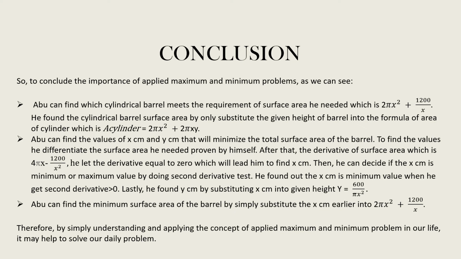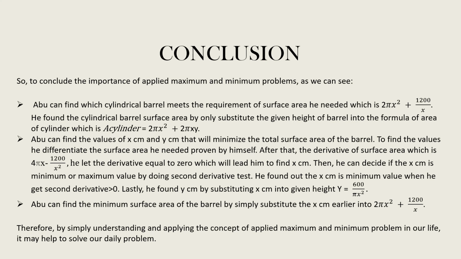For the conclusion, we can conclude the importance of applied maximum and minimum problems. Abu can find which cylindrical barrels meet the requirement of surface area he needed, which is 2 pi x squared plus 1200 per x. He found the cylindrical barrel surface area by substituting the given height of the barrel into the formula of area of a cylinder, which is 2 pi x squared plus 2 pi xy. Next, Abu can find the value of x centimeter and y centimeter that will minimize the total surface area of the barrel. To find the values, he differentiates the surface area he proved by himself.